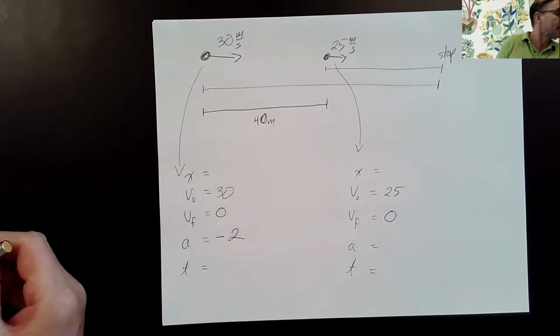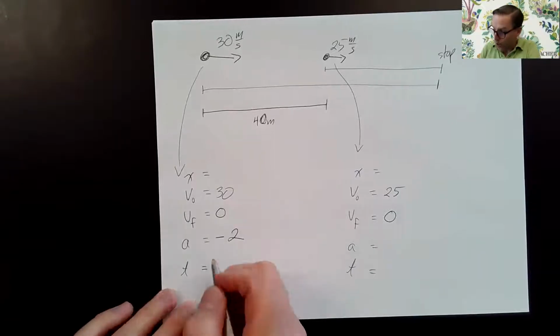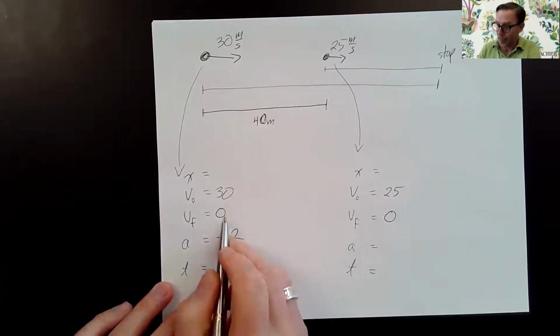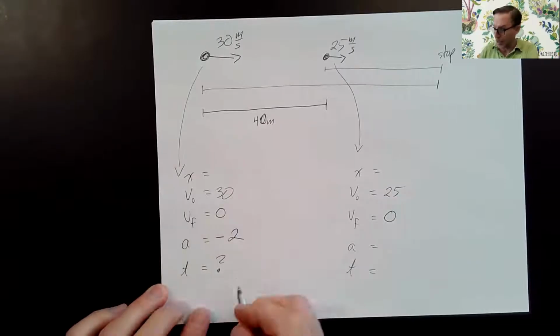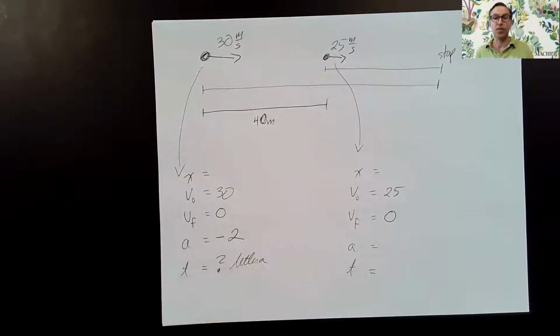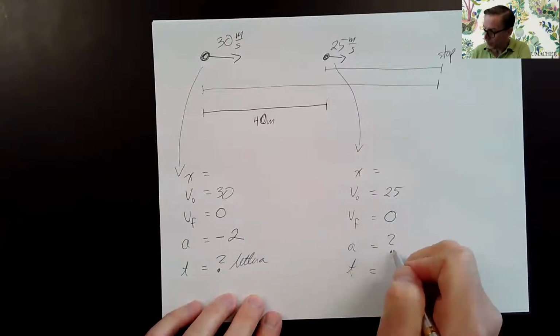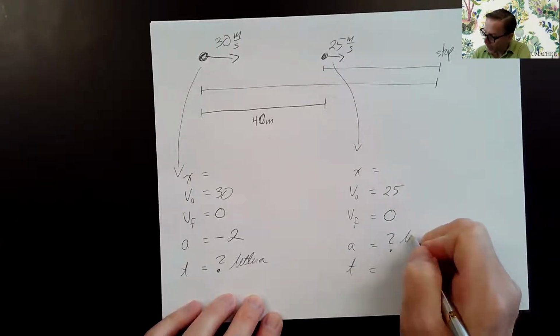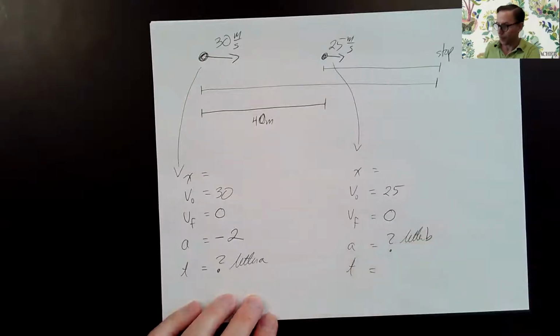How long does it take for the lead car to stop? Ooh, how long does it take to stop? This is the answer to letter A. If I find this, I've answered question A. Question B, assuming the chasing car brakes at the same moment as the lead car, what must be the chasing car's minimum acceleration? All right, so I want to find this acceleration, and that's letter B.